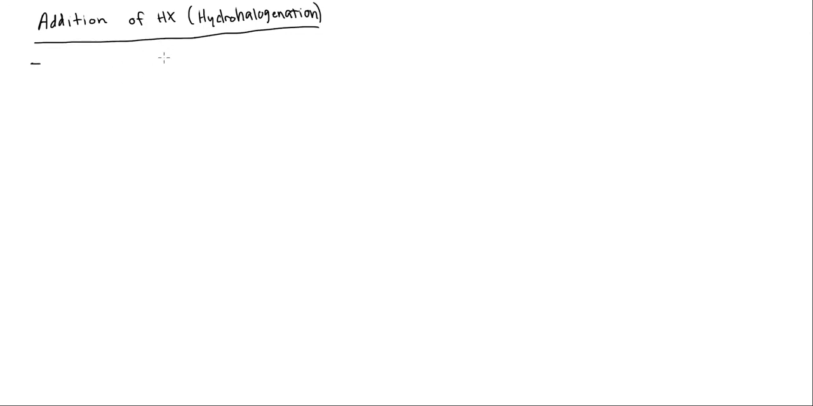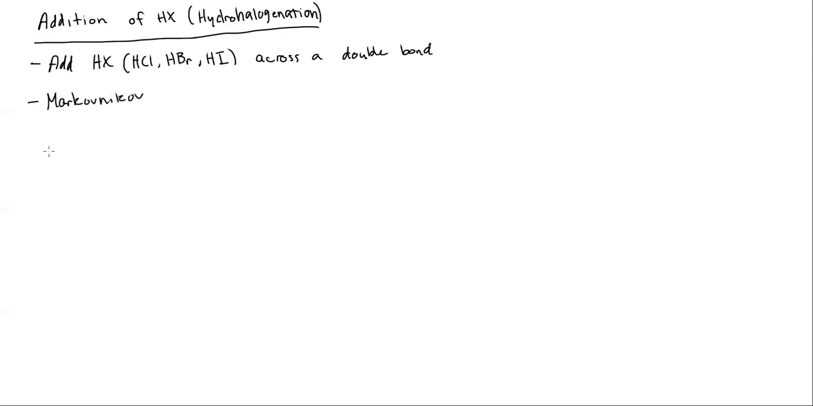Okay, so a couple things we need to know about this. This reaction is going to add HX, which is HCl, HBr, or HI, across a double bond. And we'll see exactly what that looks like in a second. Additionally, this is a Markovnikov reaction, which we will also talk about. This reaction also forms both enantiomers, which we're going to be seeing quite a bit. And finally, rearrangements are also possible. So these are the important things for this reaction.